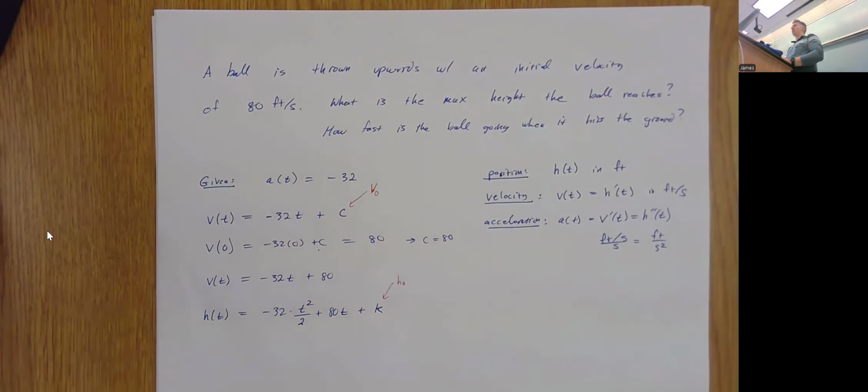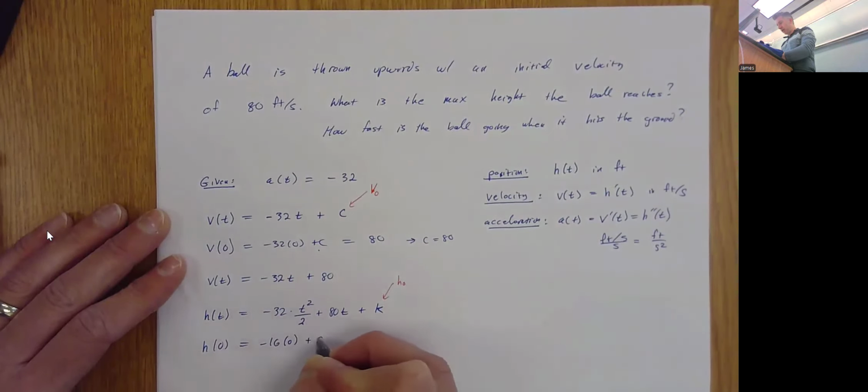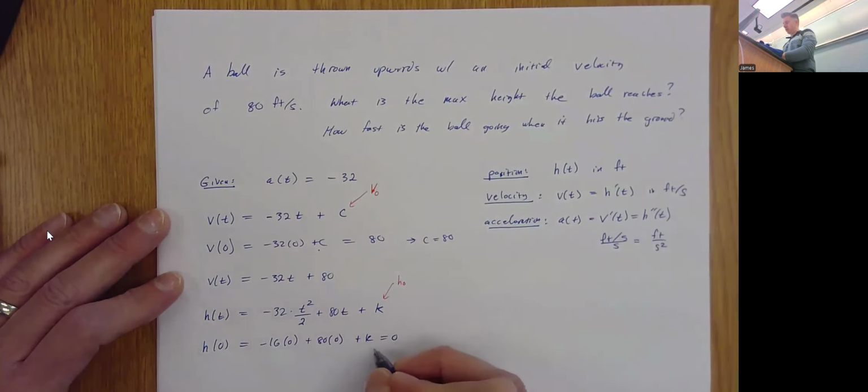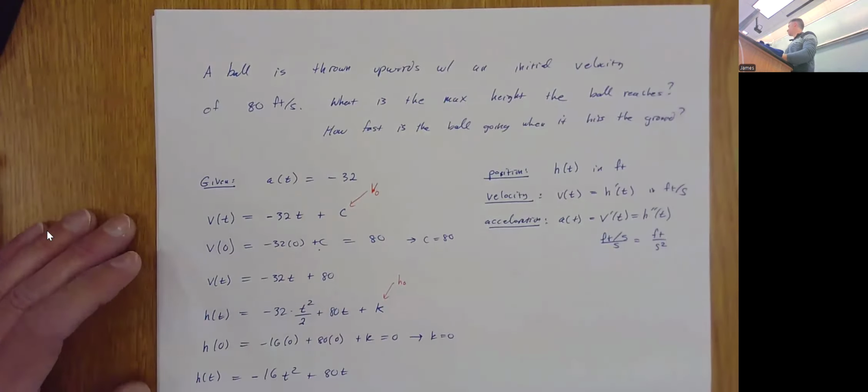What is the initial height of the ball? I know I didn't say it, but we're throwing it from the ground unless we say otherwise. So our initial height is 0. So when we plug in 0 for t, we're going to get negative 16 times 0 plus 80 times 0 plus this constant equal to 0, which is going to mean that that constant is equal to 0. So our height function is negative 16t squared plus 80t, and that's it, plus 0. But I'm not going to write plus 0.